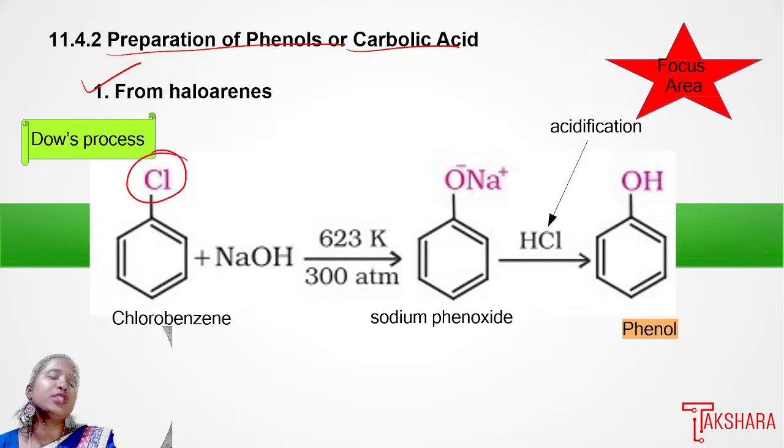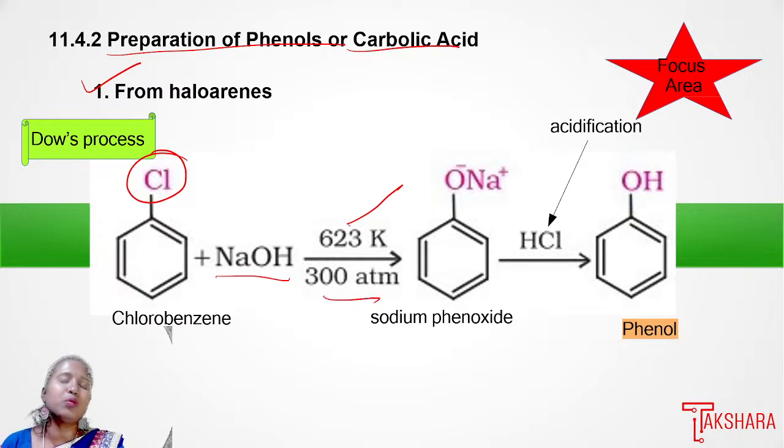Arene ring has a halogen attached, plus 3 moles of NaOH, that is sodium hydroxide, treated in the presence of 623 Kelvin temperature and 300 atmospheric pressure. 623 Kelvin and 300 atmospheric pressure. So here, Na is going to split into this haloarene ring, and we will get the product what? When the haloarene is treated with NaOH, in this NaOH we have Na plus and O minus, so that group is going to replace the Cl, and we will get the byproduct as what?